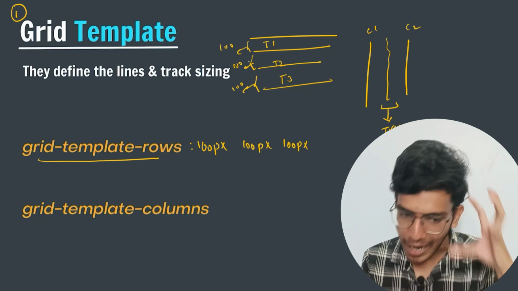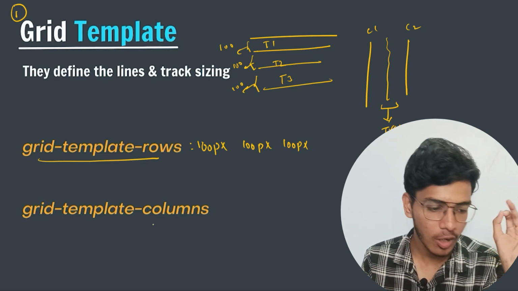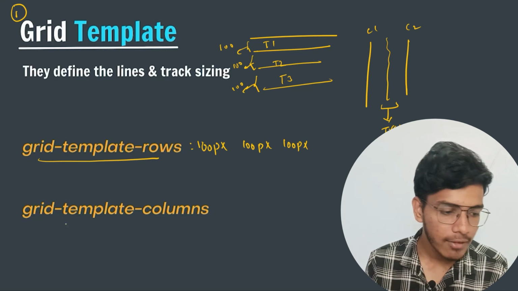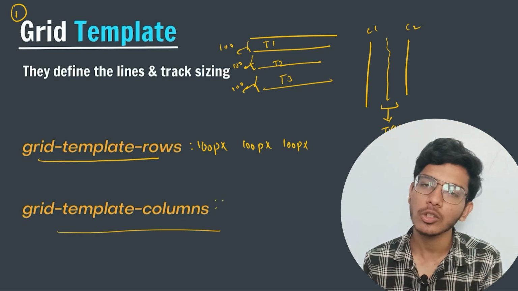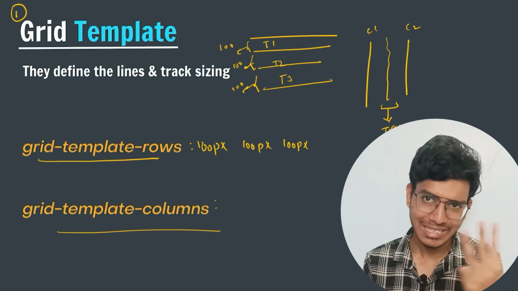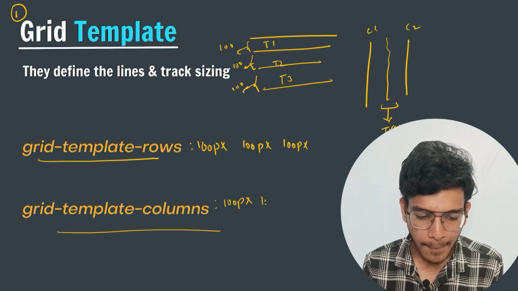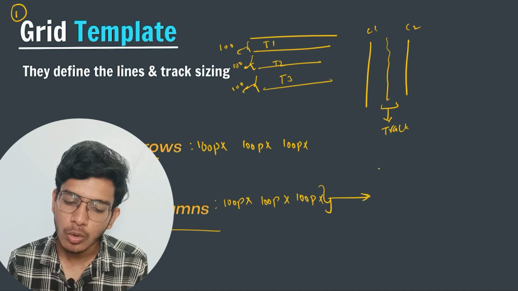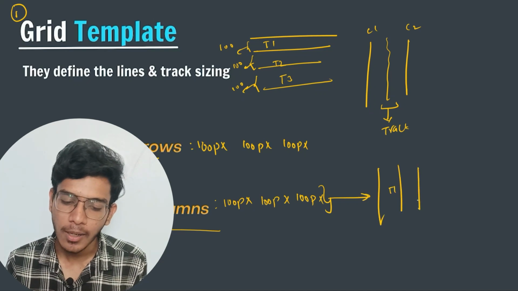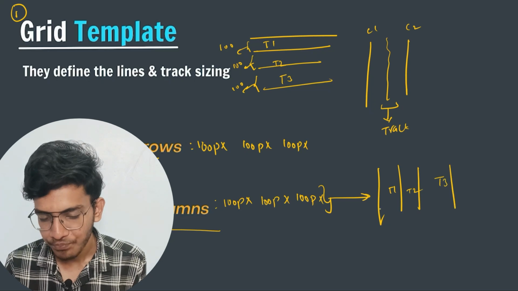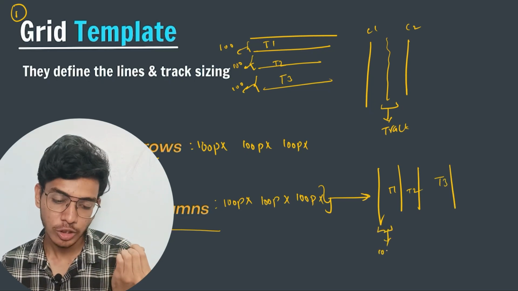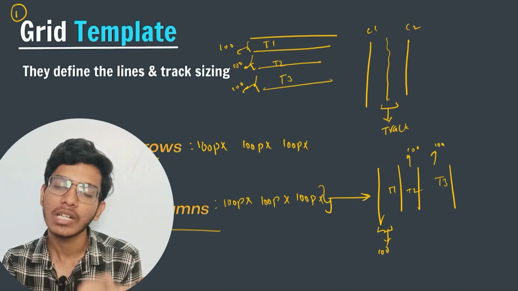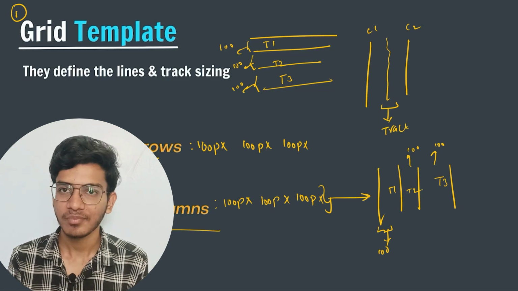I hope you have understood how grid templates work. I will show you in code, no need to worry at all. Now if I want to create column tracks, then I will write grid template columns. Let's say I want to create 3 column tracks, so I will write 100 pixel, 100 pixel, 100 pixel. You can give whatever size you want, and it will create track 1, track 2 and track 3, each 100 pixel. Like this we can use grid template to create tracks in your GridBox model.